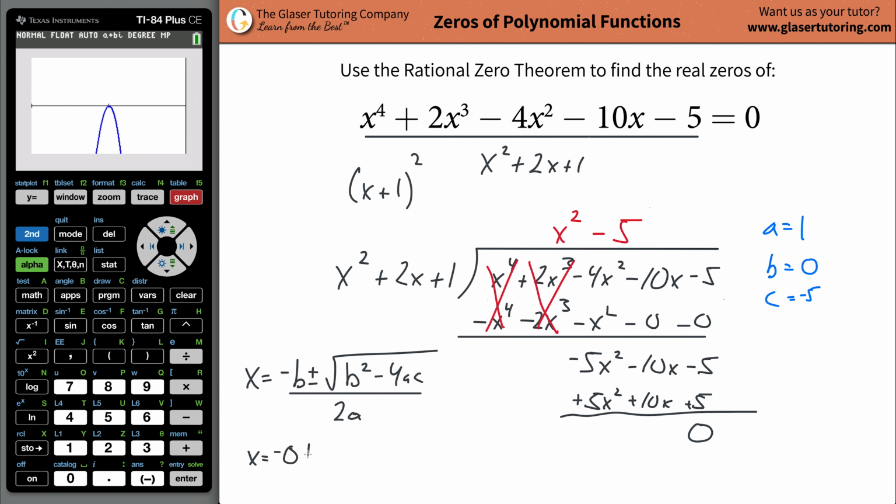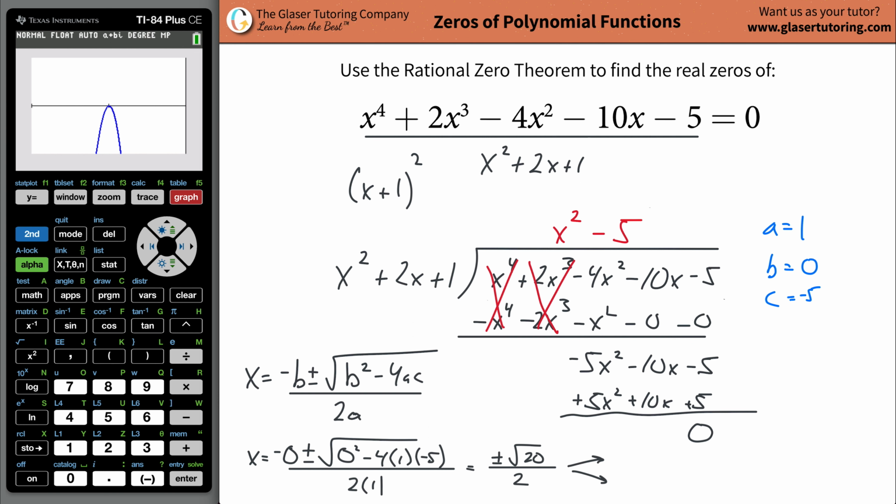So this is negative 0 plus or minus the square root of 0 squared minus 4 times your a value of 1 times your negative 5, all over 2 times 1. And when we simplify this a little bit, it looks like it's just going to work out to be plus or minus the square root of 20, all over 2. So I can break this up into two values. I can also simplify this.